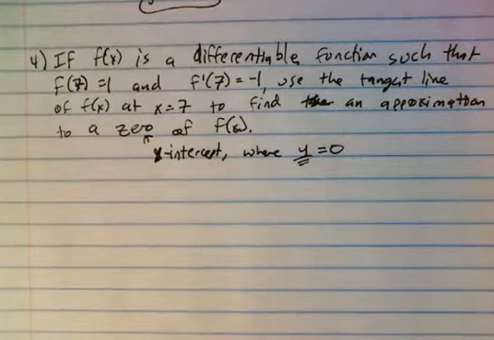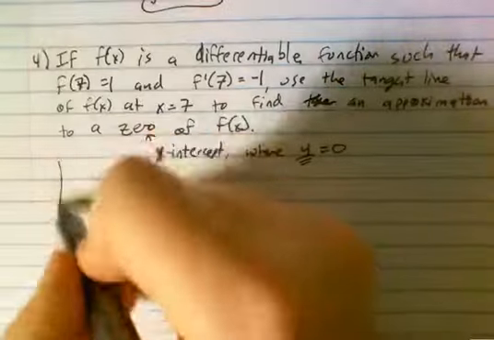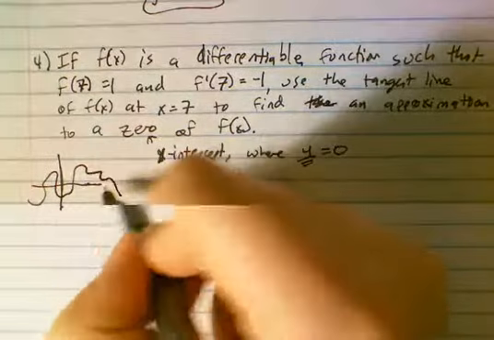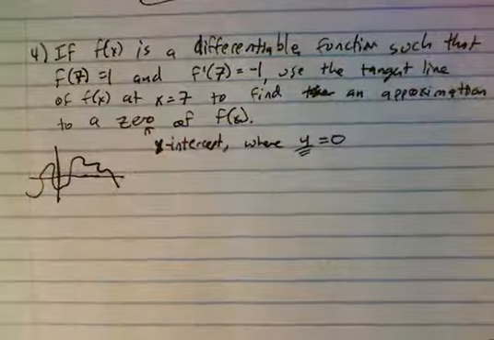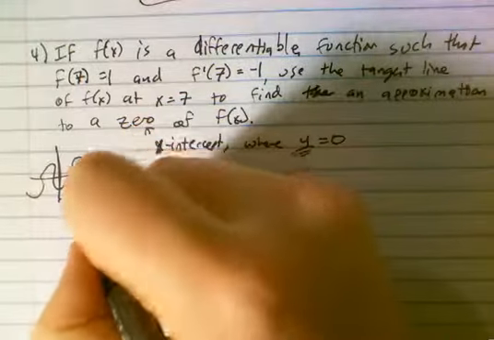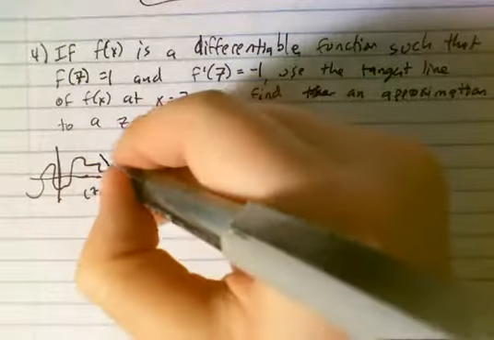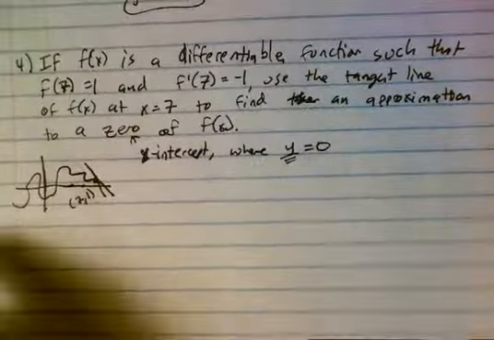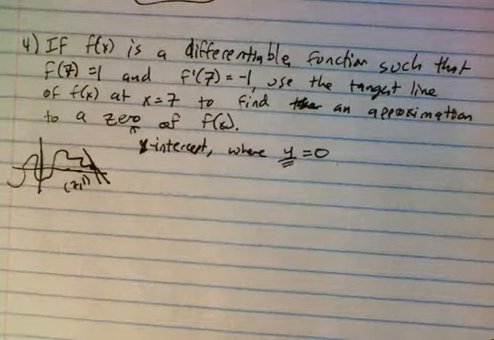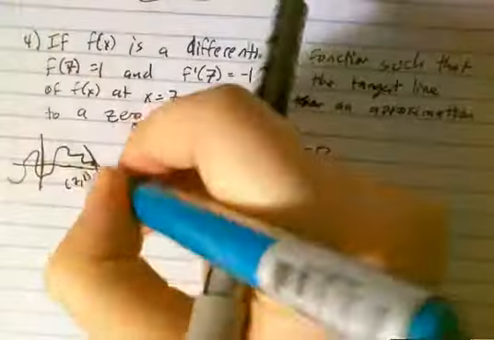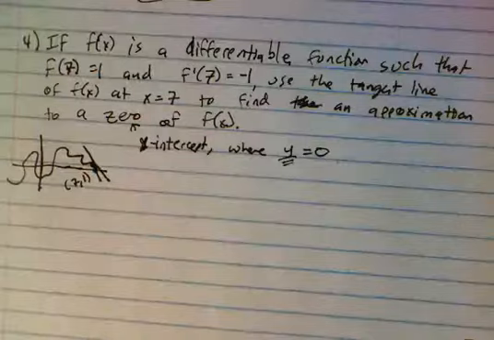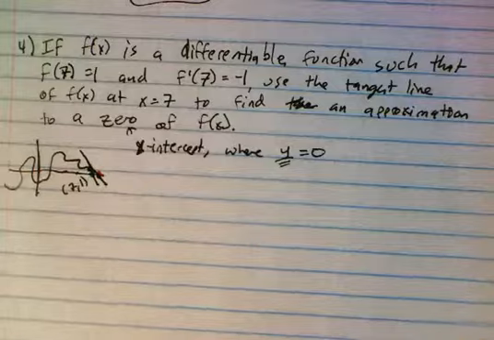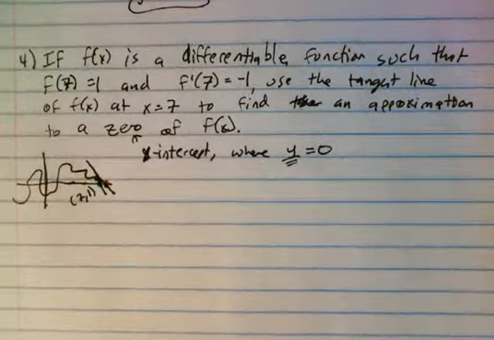And the thing is, we don't know where f has an x-intercept. In fact, I have no idea what this is even doing. I mean, it could be some sort of weirdo squiggly thing. But what I do know is that there is a point 7, 1, and it has a tangent line, and the slope of that tangent line is negative 1. So what I can do is, even if I can't figure out where this 0 is right here, I can figure out where the tangent line has a 0 right there. And that at least gets me in the right general ballpark.